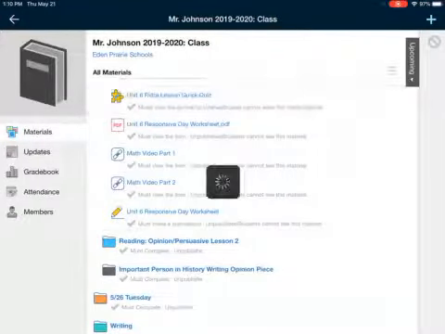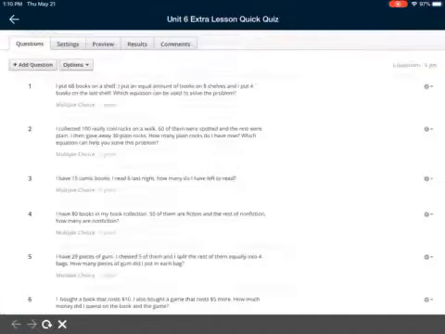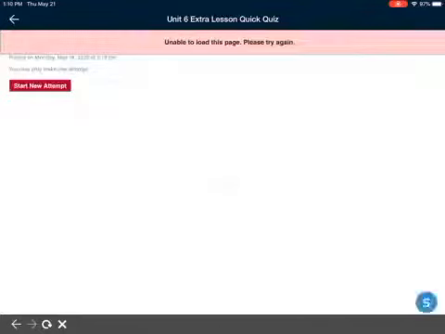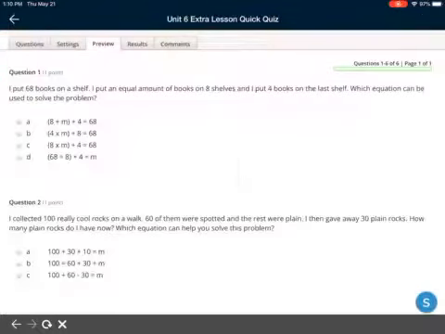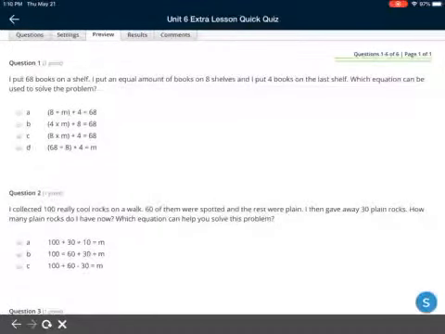So we're going to open it up here and I'm going to go to the preview view just so I can show you what this looks like. Okay, yeah, we're good. All right, so question number 1 says, I put 68 books on a shelf. I put an equal amount of books on 8 shelves, and I put 4 books on the last shelf. Which equation can be used to solve the problem?